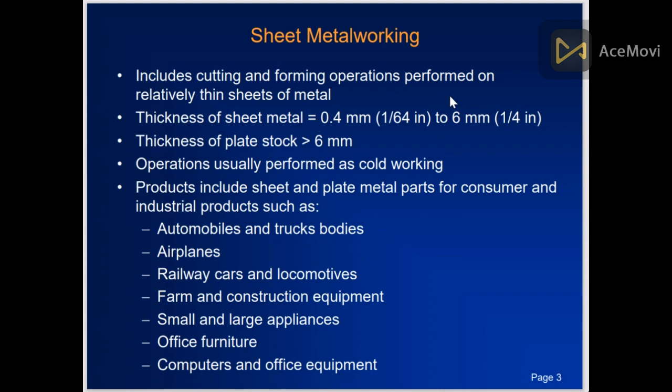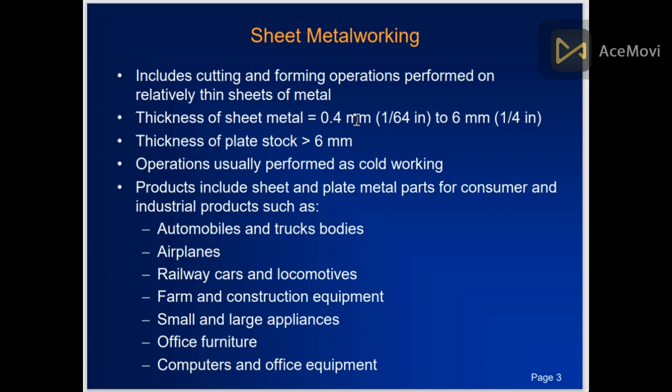Sheet metal working includes cutting and forming operations performed on relatively thin sheets of metal, as is clear from the name. The thickness of sheet metal lies approximately between 0.4 mm or 1/64 inch to 6 mm or 1/4 inch.